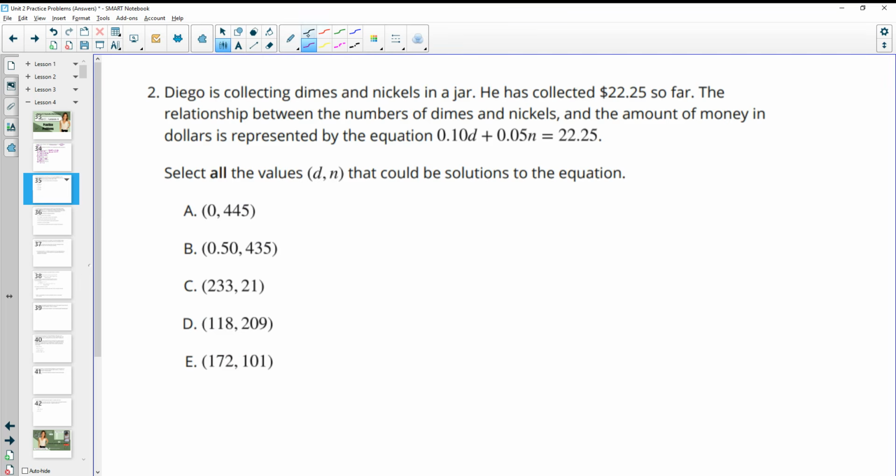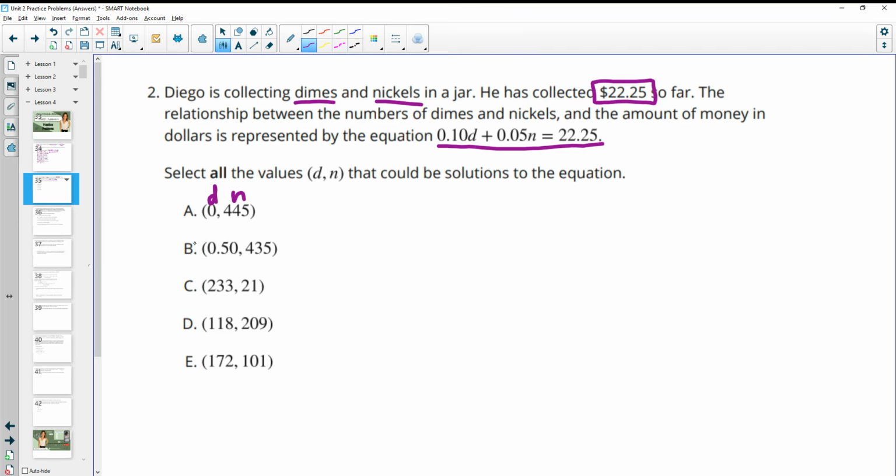Number 2, Diego is collecting dimes and nickels in a jar. He has collected $22.25 so far. The relationship between the numbers of dimes and nickels and the amount of money in dollars is represented by this equation. So 10 cents per dime plus 5 cents per nickel totals $22.25. So select all values of dimes and nickels that could be solutions to this equation. So in this one, the first number is our number of dimes, and our second one is our number of nickels.